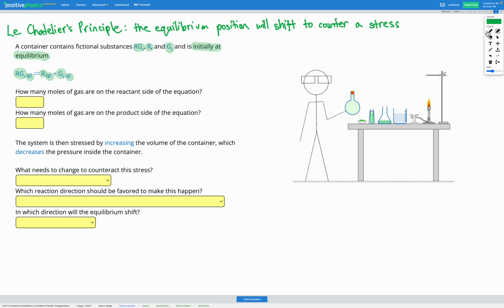So our first questions here are asking us how many moles of gas are on the reactant side of the equation and how many moles of gas are on the product side of the equation. So on the reactant side, we've got 1 Rg2. So we've just got 1 mole of gas on the reactant side. On the product side, we've got 1 mole of R and we've got 1 mole of G2. So that's a total of 2 moles of gas on the product side of the equation.